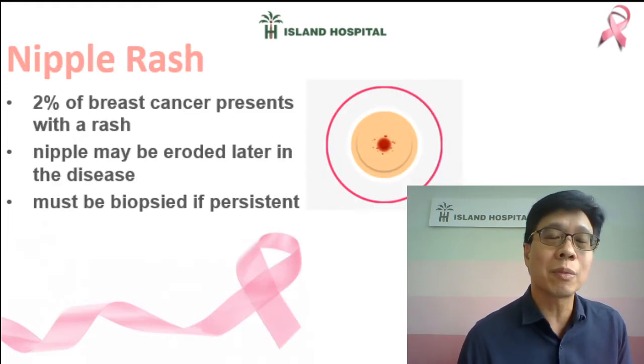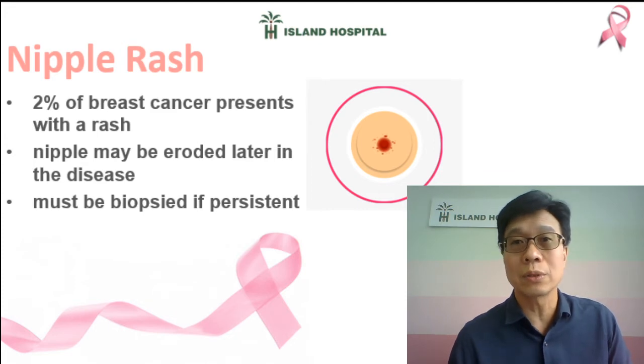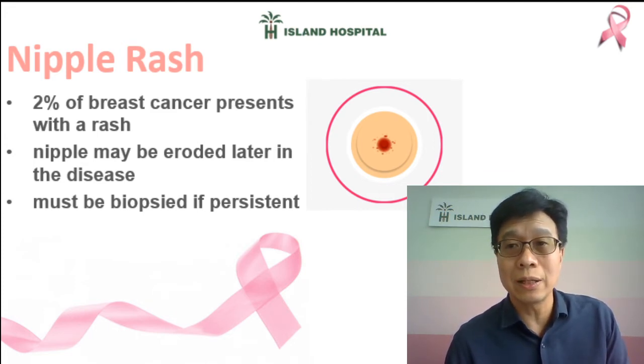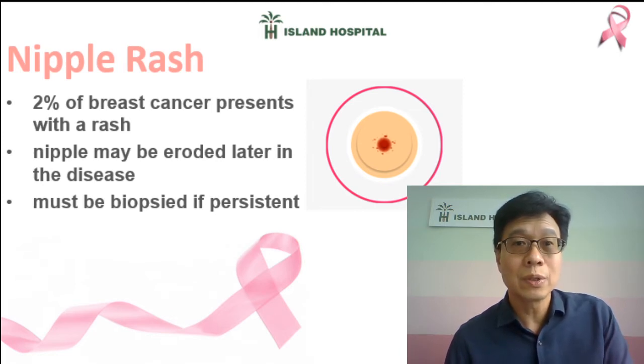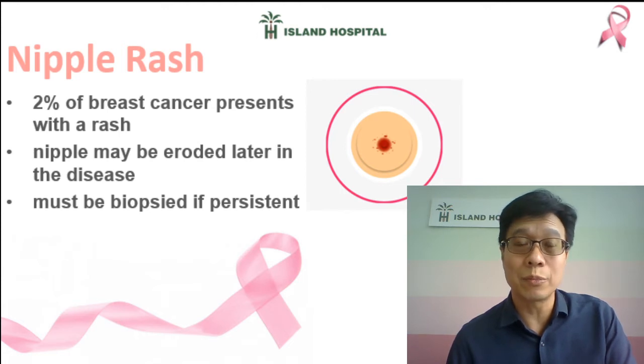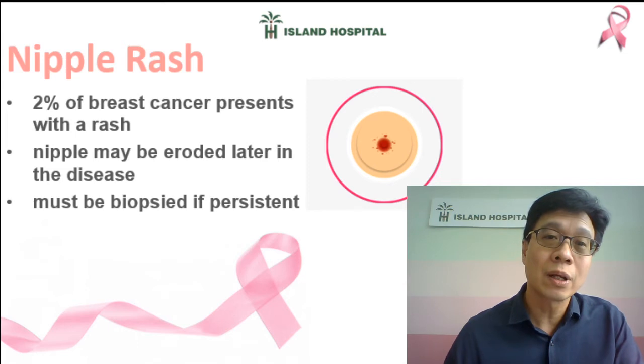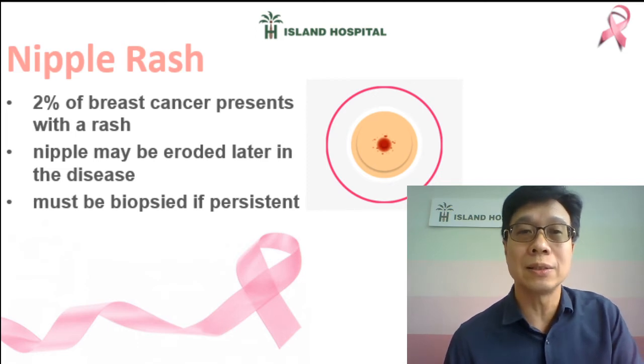Just a note about nipple rash, since this is quite a common condition. Anyone with a nipple rash that is persistent and which continues to erode away the nipple is suspicious of breast cancer, and this should be biopsied to confirm the diagnosis. This is what we call Paget's disease.